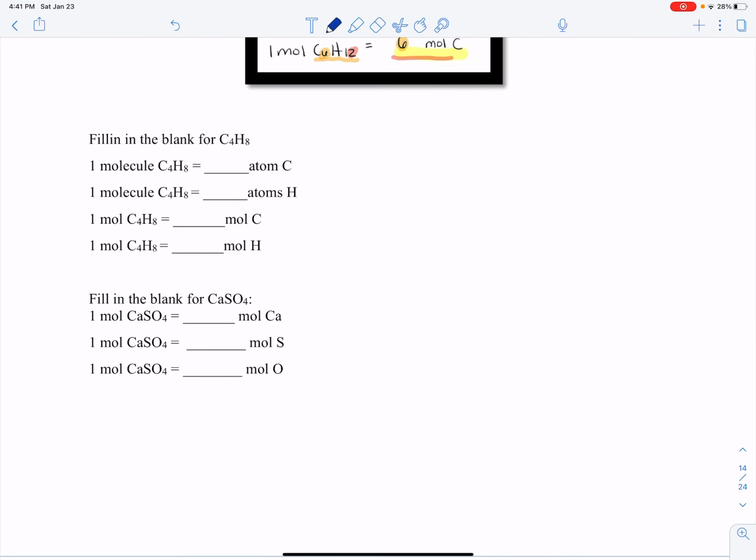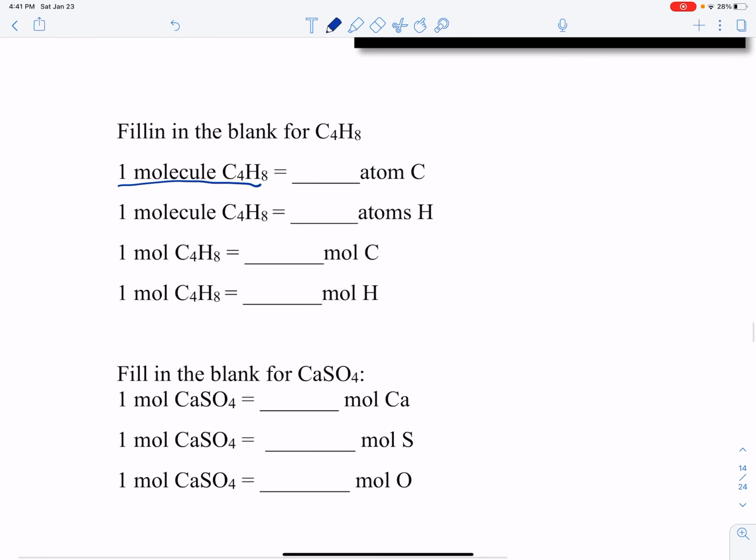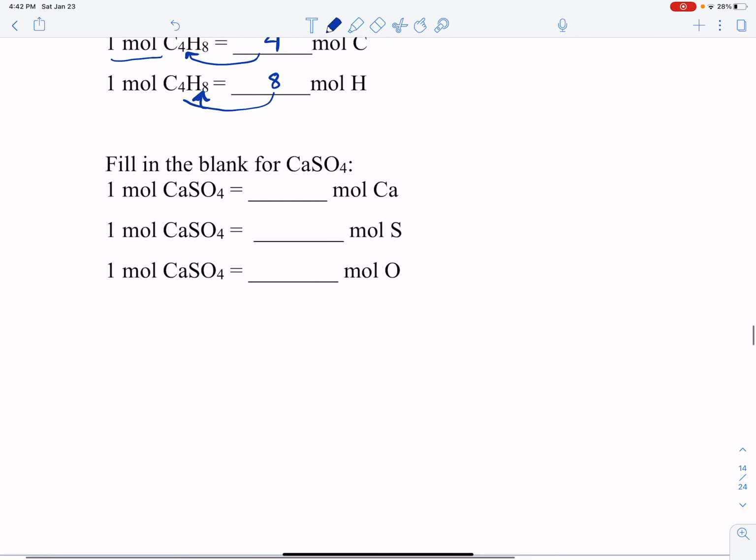First of all, in 1 molecule, how many atoms? So this is just looking at one of those guys. It's like saying up here, we're looking at one of those. How many atoms of C? There were 4. How many atoms of H? 8. Okay, now we're going to scale it up. In 6.022 times 10 to the 23rd molecules, which is a mole, there are 4 moles of C, and there are 8 moles of H. Now you do this one. Make sure you've got the concept.